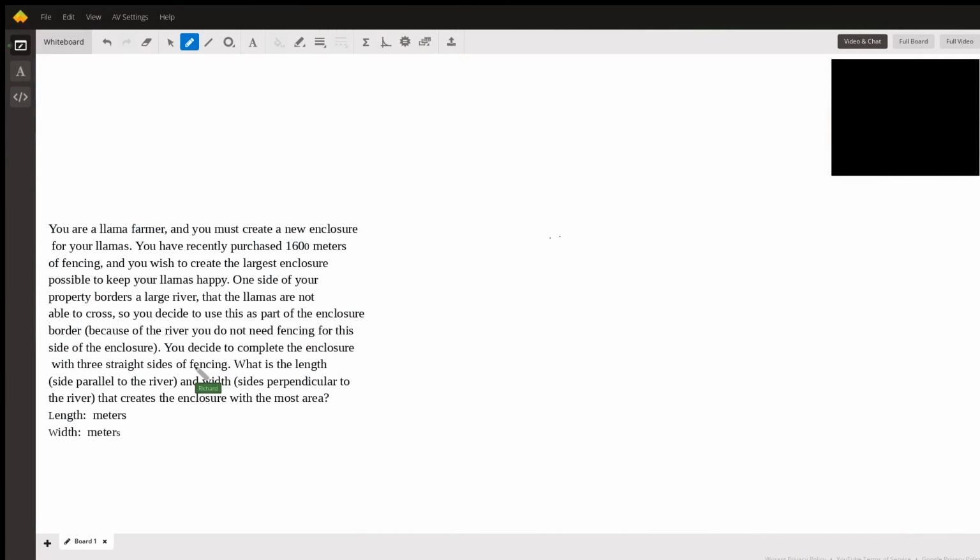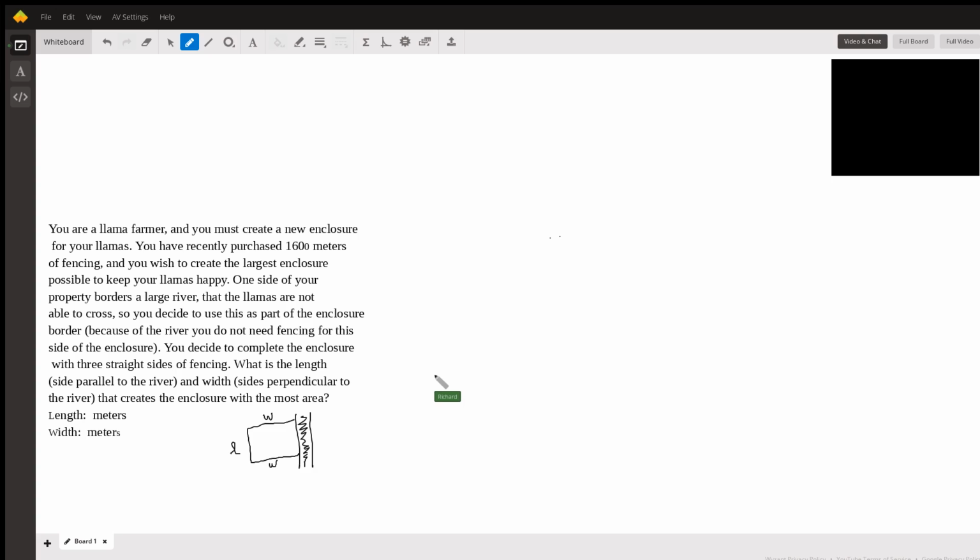I'm a math tutor here at Wyzant, and we're going to be answering a question submitted by a student who is trying to figure out the best enclosure for his llamas. I'm going to start off with a little sketch of the situation where there's a river on the property, and then the enclosure is going to be built along the side of the riverbank. And the length of the enclosure is going to be parallel to the river. So that would be the length here. And then these would be the width and the width.